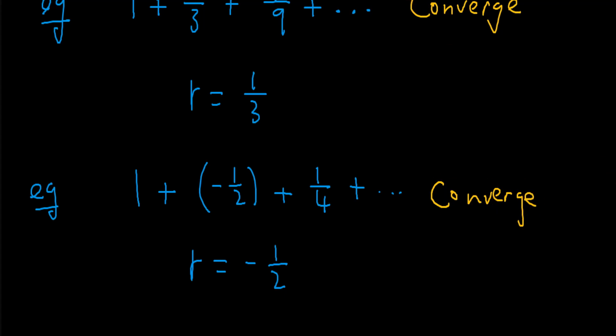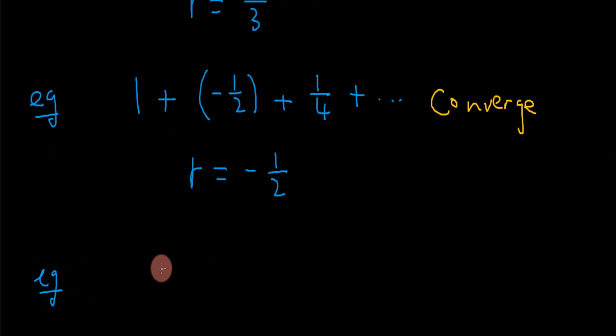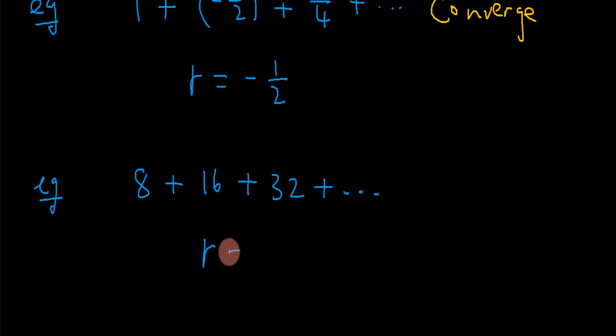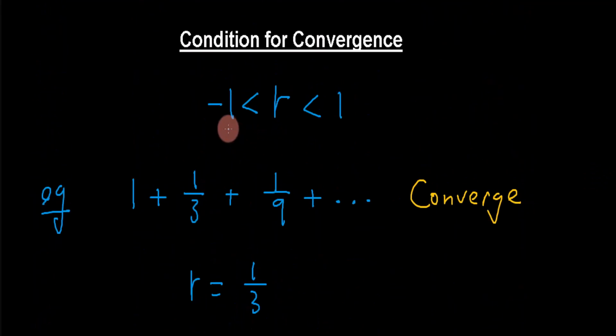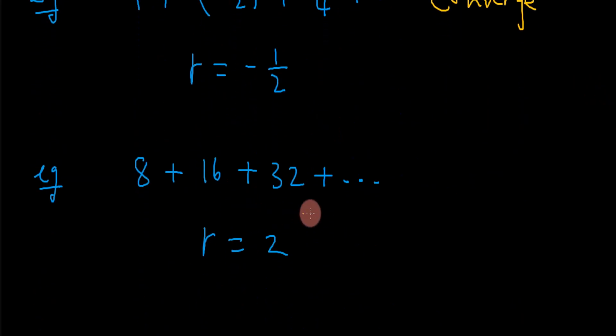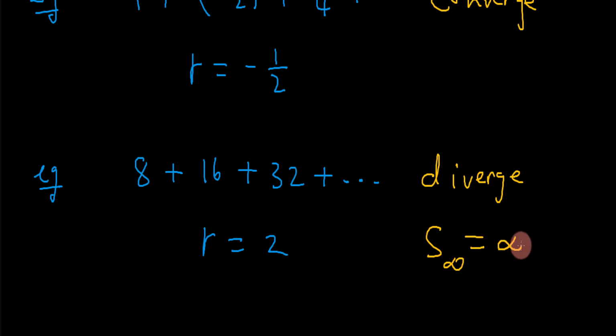Let's take a last example. Let's take 8 plus 16 plus 32 and so forth. In this case, r, the common ratio, is term 2 divided by term 1, so 16 divided by 8, which is 2. The common ratio here of 2 doesn't lie between -1 and +1. So in this case, this infinite series will diverge. In other words, the sum to infinity for this series will actually be infinity.